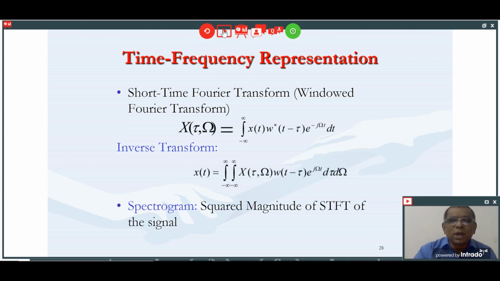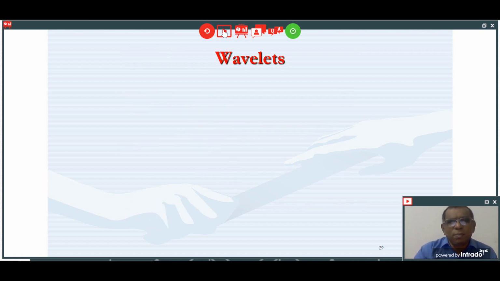Then the spectrogram refers to the squared magnitude of the short time Fourier transform of the signal. Another powerful transform is the wavelet transform, because with the short time Fourier transform, multi-resolution analysis is not possible. To get multi-resolution analysis, people developed the wavelet transform. Originally, it was termed ondelet.